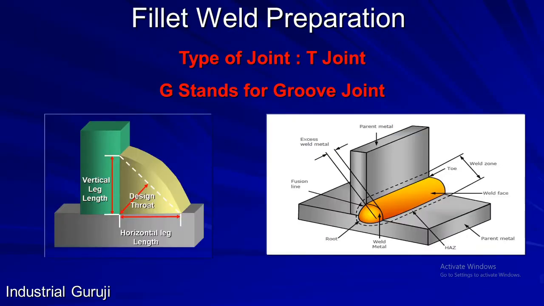This is a basic fillet weld type, T joint. We can see welding terminology mentioned over here. Remember this throat thickness. Now actually throat is the distance from root to face of a weld. We require it for understanding positions later.